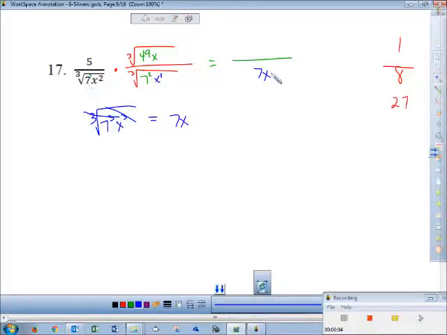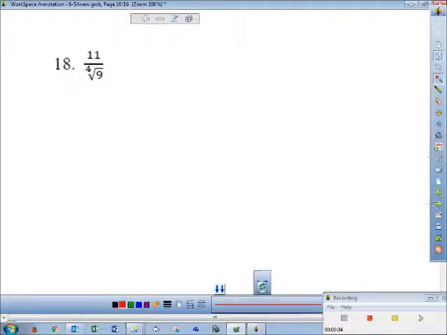We had base x's, booyah. Upstairs, we have to take 5 times this numerator, so 5 cube roots of 49x. And none of that will simplify. So this is just better because it doesn't have a radical in the denominator anymore.